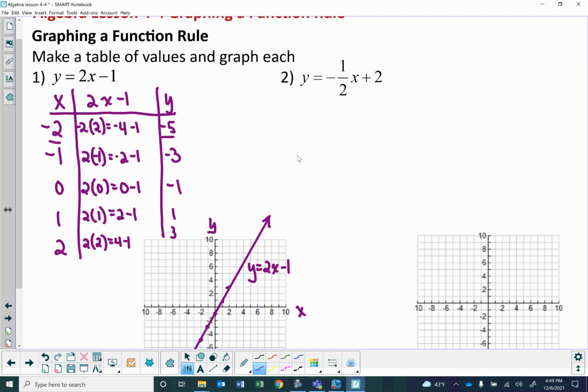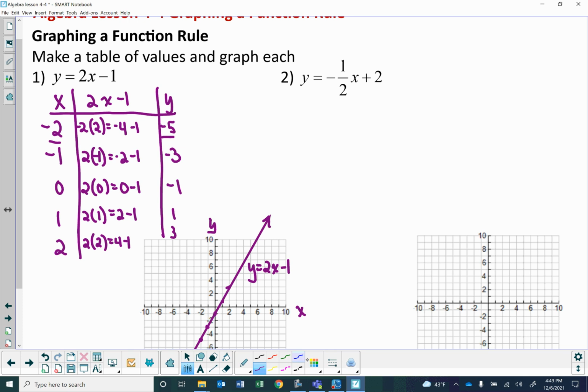Let's look at this second problem here. y equals negative 1/2 x plus 2. Now, when you have a problem like this, it's a linear equation, because there's no power of 2, and there's nothing else that tells me it is not a linear equation. I will tell you how to figure out if it's not linear. So this is a linear equation, but it has a fraction in it. Nobody likes to deal with fractions. Fractions are annoying. Most people like to avoid them.